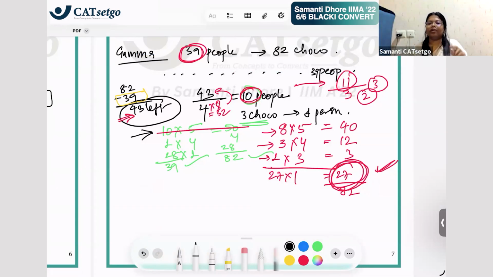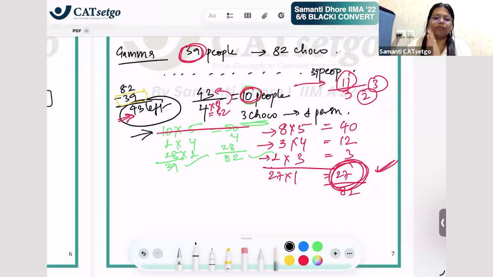If 43 is to be divided with 4 each, 10 people can't be done, it can be done for only 8 people. So then 8, 32. Then 11 chocolates are left. 11 chocolates then to be divided 3 each. So can be given to only 3 people. Then 2 more chocolates left can be given to 1 person. Right? And then overall, I ended up understanding that there are 82 chocolates.